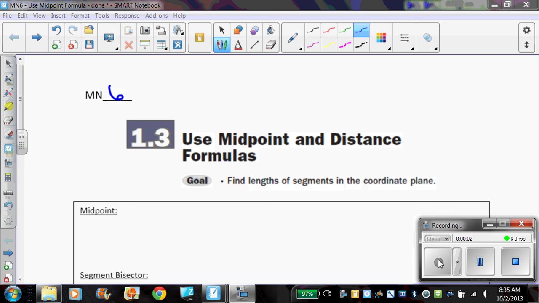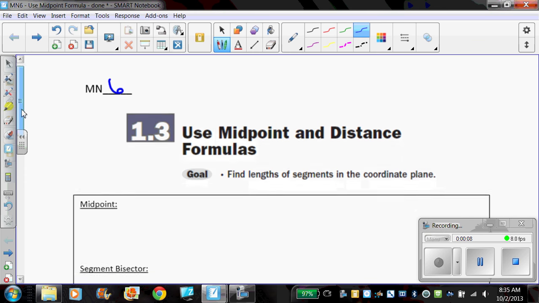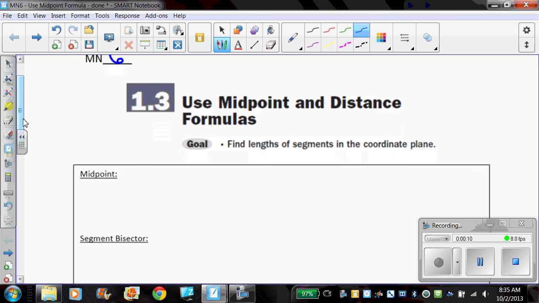Welcome, ladies and gentlemen, to your MN6 notes. This is going to be where we talk about the midpoint. This is section 1.3 in your textbook. Notice the title of your note guide actually has midpoint and distance formula.